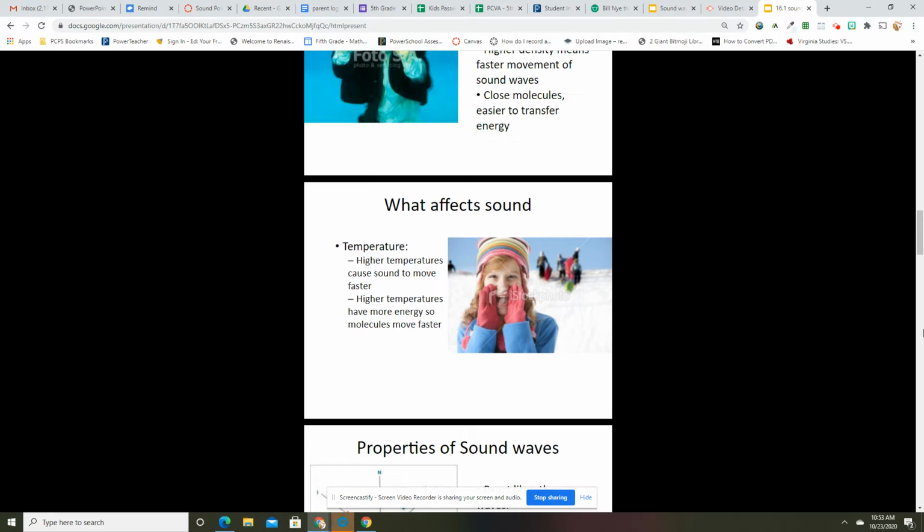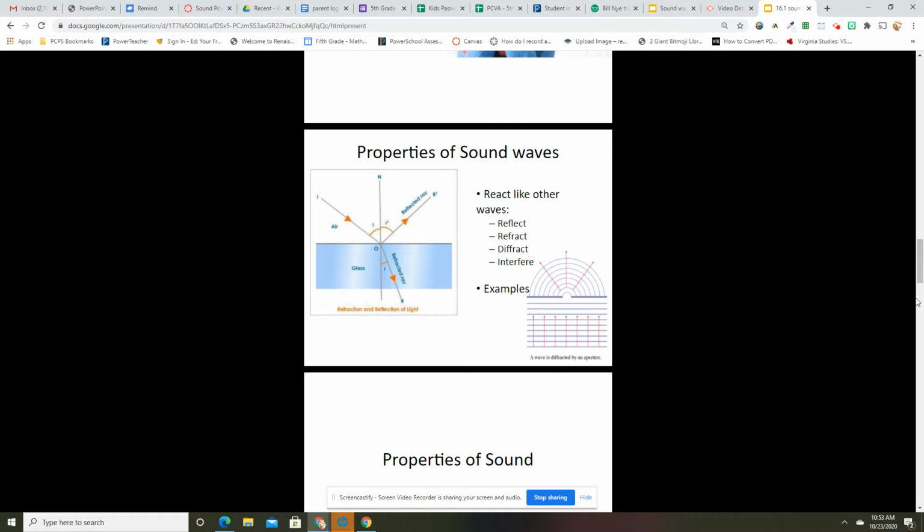Something I think is cool is that higher temperature causes sound to move faster because at higher temperatures the molecules inside have more energy. If you think about boiling water and how fast that water moves compared to ice water or ice, hot things move, the molecules move faster. So sound travels better in hot conditions.